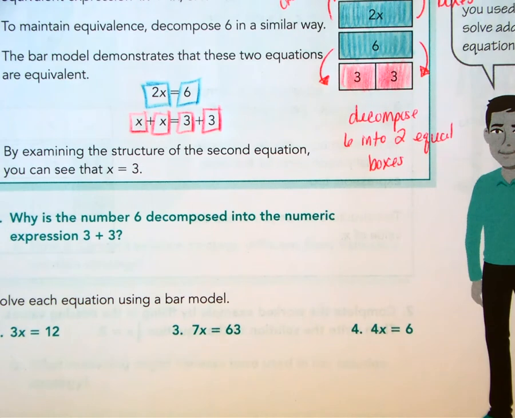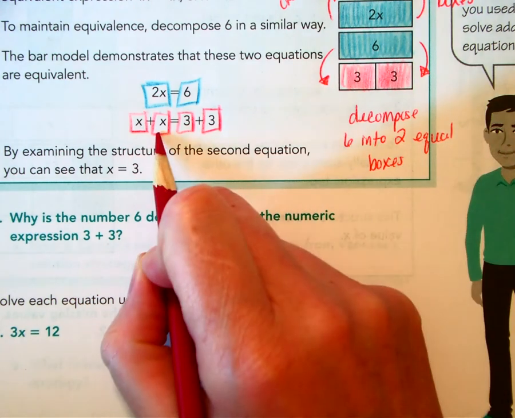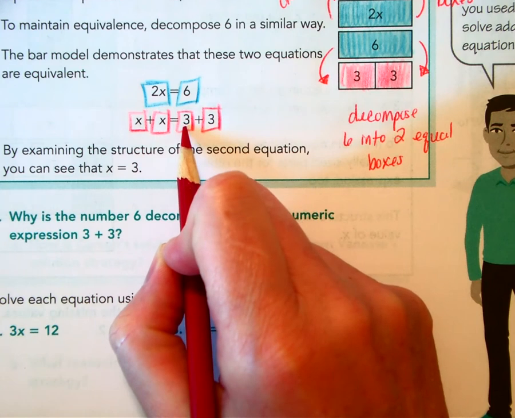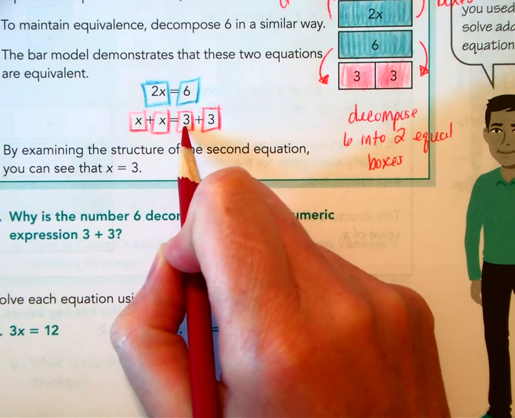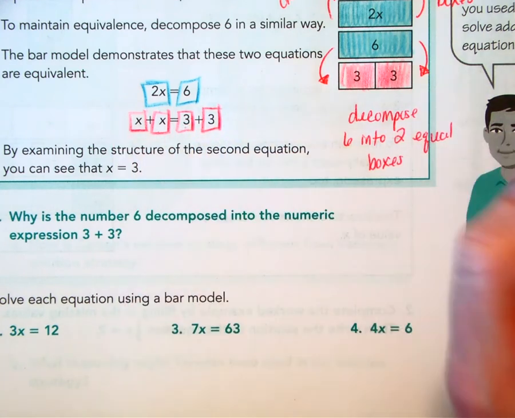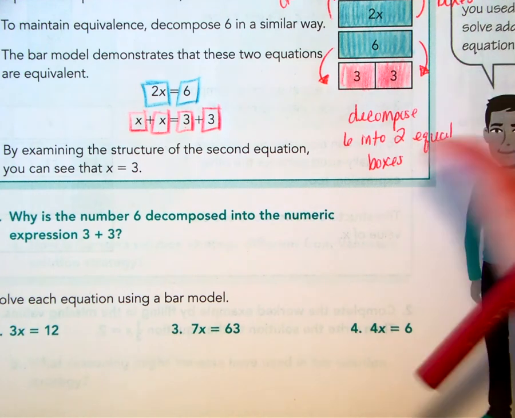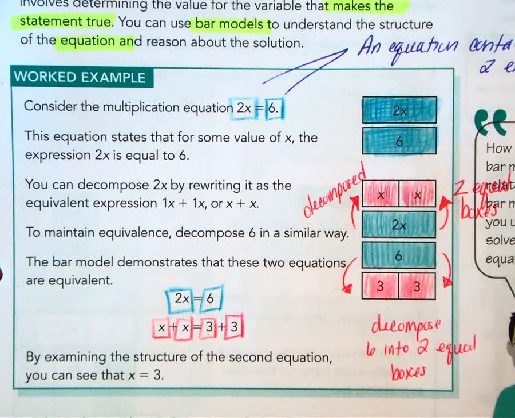Now, if you examine the structure of the second equation, you can see that one of the x's is worth 3. Because by default, the other x is also worth 3. Now, if you have any questions regarding this, remember to hold your questions until we meet on Zoom. Maybe write a note on your paper right now, or get a Post-it note or an index card and make some notes for yourself so that you'll be prepared during your Zoom meeting.